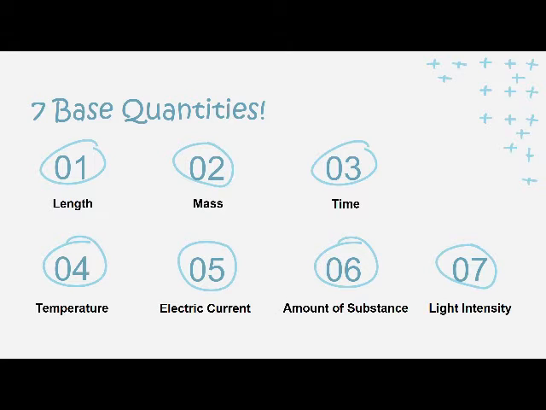First is length. The unit of length is the meter, and is the distance traveled by light in a vacuum during a specific time interval. At one time, it was the distance between 2 marks on a certain metal bar. And then mass. The mass of an object is the measure of the amount of matter in it. The unit of mass is the kilogram and is the mass of a piece of platinum. A gram is 1/1000th of a kilogram.